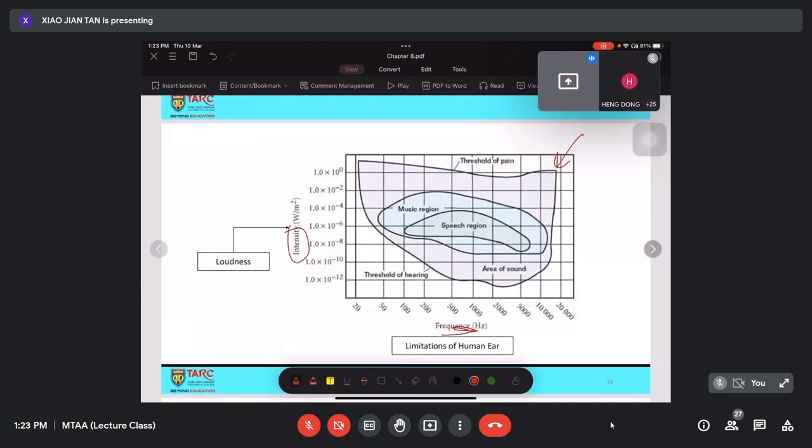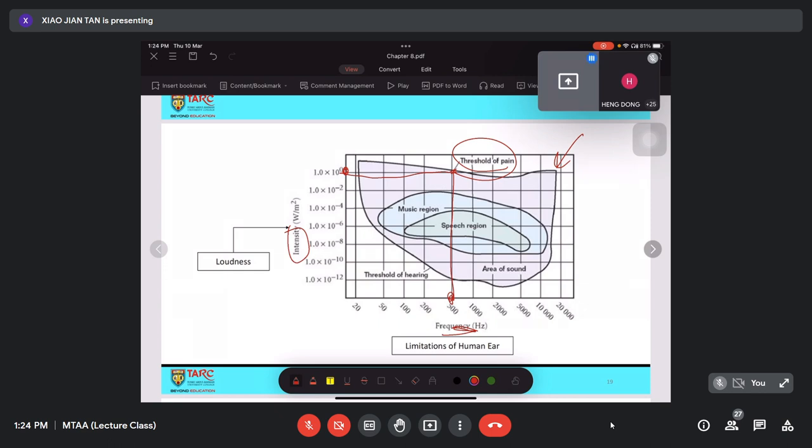And you can observe here there is a threshold of pain, which means if the loudness of any sound wave is greater than this point at this particular frequency, you would feel pain. But this is still subjective because some people might be more resilient, some might be more sensitive. Anyhow, the pattern will be more or less around that. So this is the threshold of pain and the area of sound, music, speech.